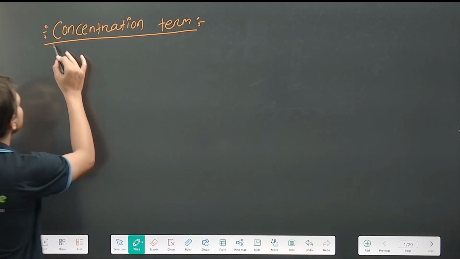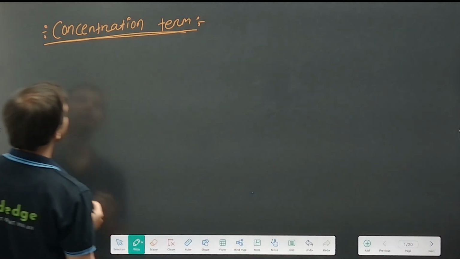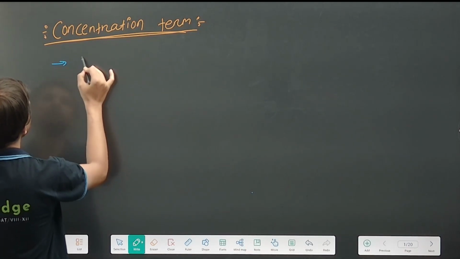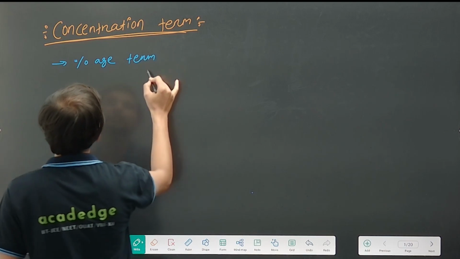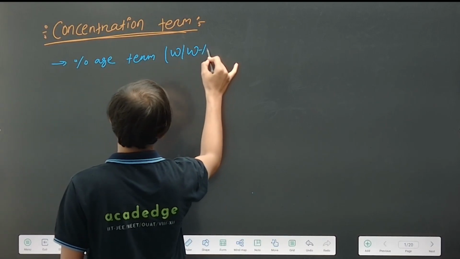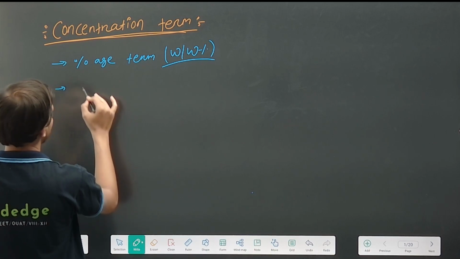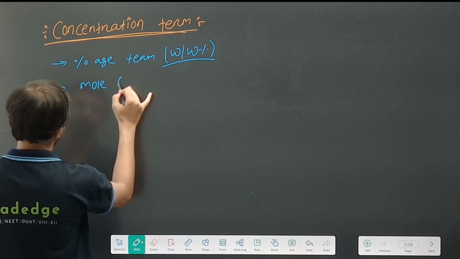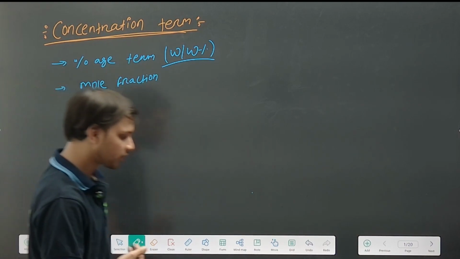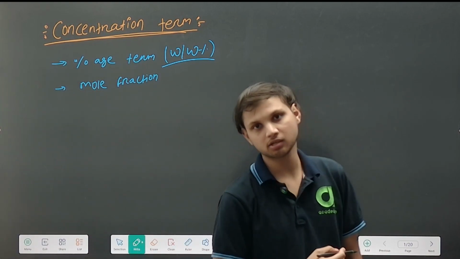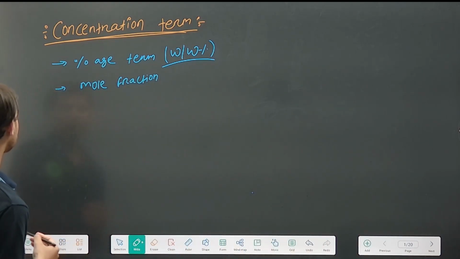In the concentration term, let us see what we are going to discuss. Number one, the percentage term, and in it the weight by weight percentage. Number two, the fraction term, and in it the mole fraction. This mole fraction is important to solve the Henry's law problem as well as the Raoult's law problem, so the mole fraction term is also quite important.